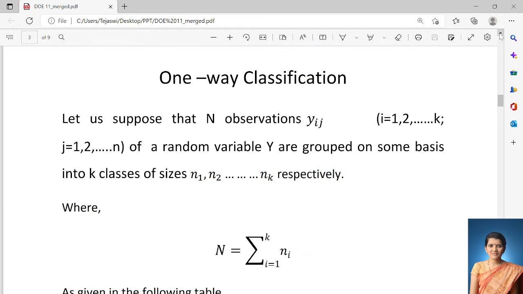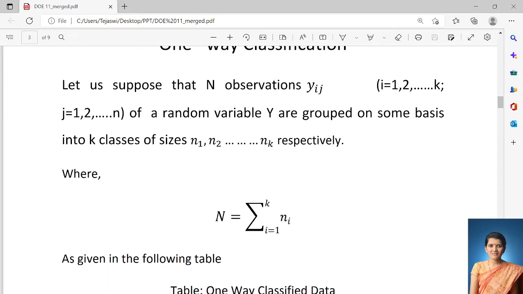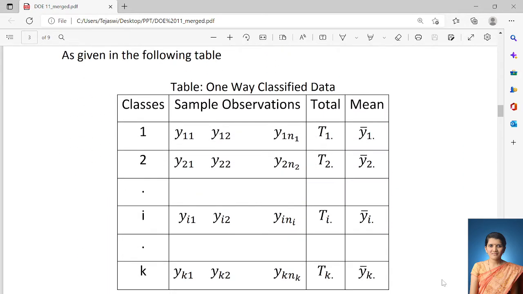Now we go for the one-way classification. Let us suppose that n observations yij, i varies from 1 to k, j varies from 1 to ni, of the random variable y are grouped on some basis into k classes of sizes n1, n2, ..., nk respectively, where capital N is the summation of ni, as given in the following table. These are the k classes, and these are the observations in each class. These are the n1 observations from the first class, and t1 dot is the total of the first class, y1 dot bar is the mean of the first class. Similarly, tk dot is the total of the kth class, and yk dot bar is the mean of the kth class.